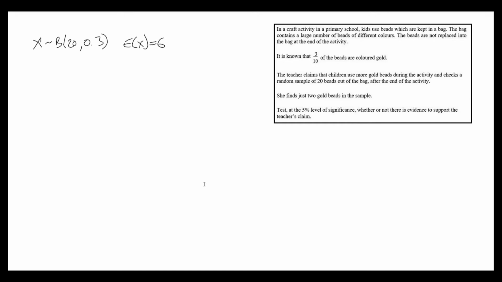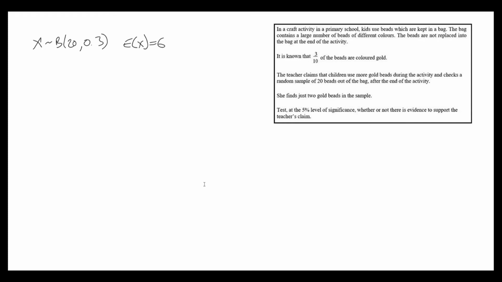This would mean that the children used up an even proportion of each of the different colours, or an even proportion of gold and the other colours. So that's why the proportion remained 3/10. If they used more gold, then the proportion of golds in the jar is going to reduce. So this is where the null and the alternate hypotheses are going to come from.